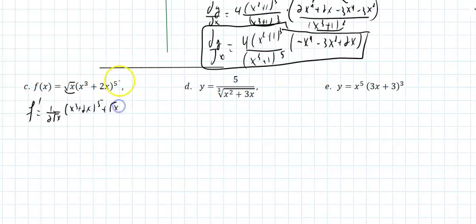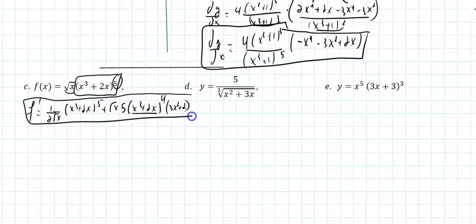plus the first. If I want to take a derivative of this, I'm going to bring the power down, subtract 1 from the power, times the derivative of this, which is 3x squared plus 2. That's a final answer for the exam. For the homework, you're going to clean that up.